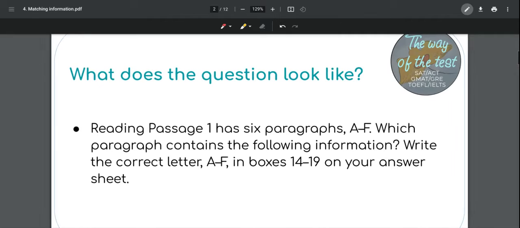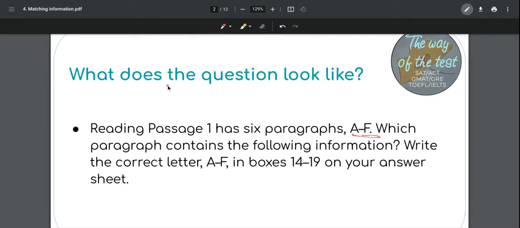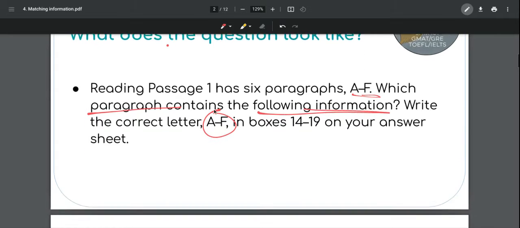They will refer you to the passage and they will divide the passage into sections, numbered or lettered A to F or A to H or whatever number or letter they need. And then they're going to ask you to match the information to the paragraph. So basically, you have a list of certain information, certain statements, and you have to find in which of the paragraphs that are lettered, A to F in this case, contain the information that they provide. We're going to see an example.